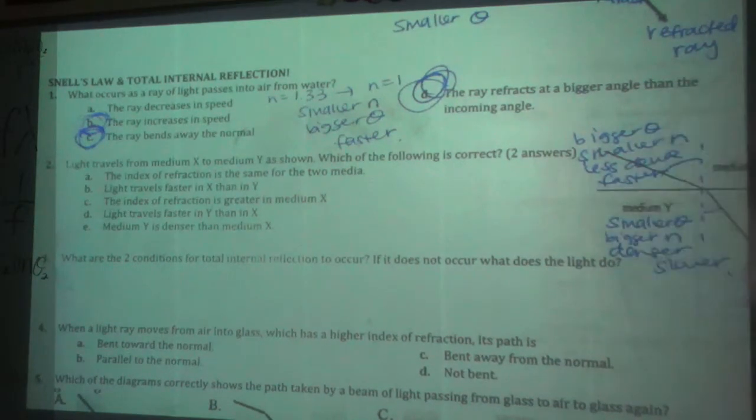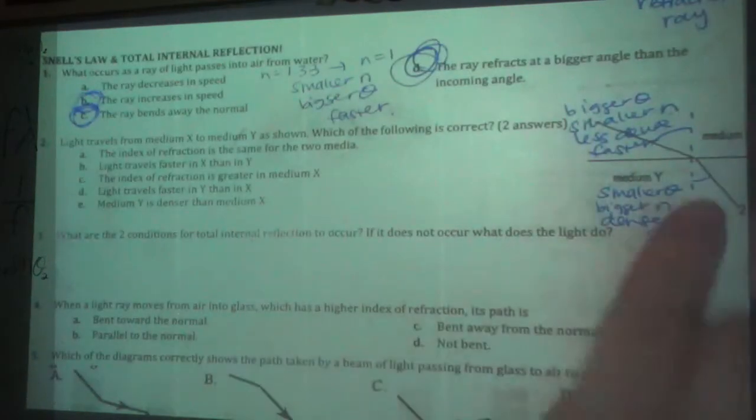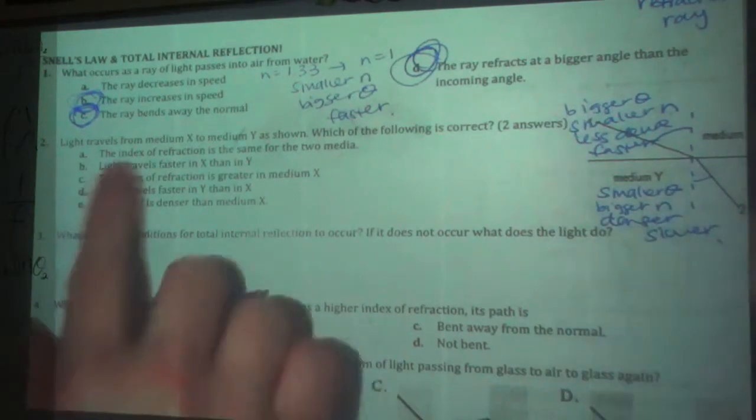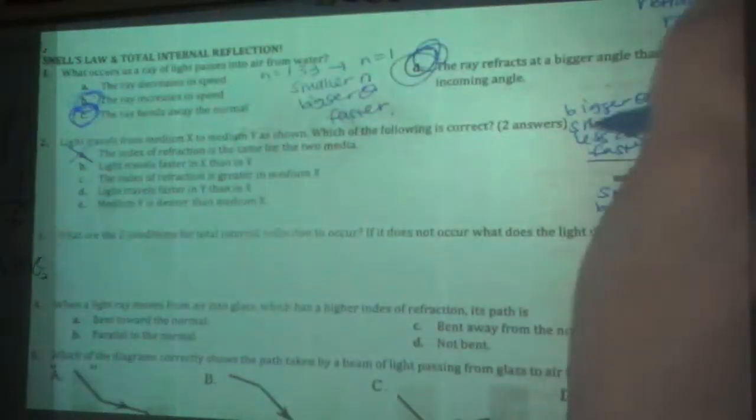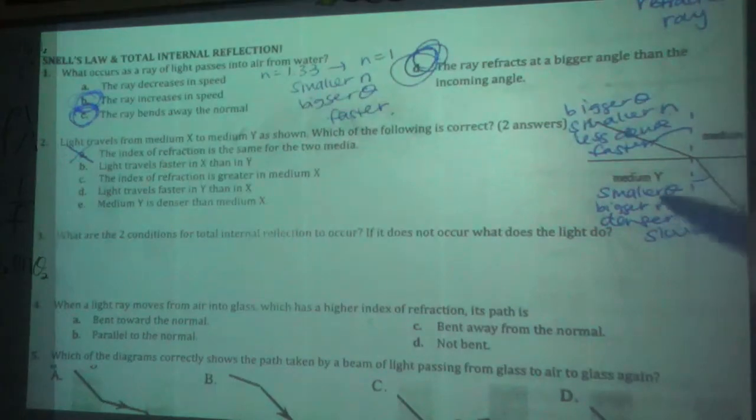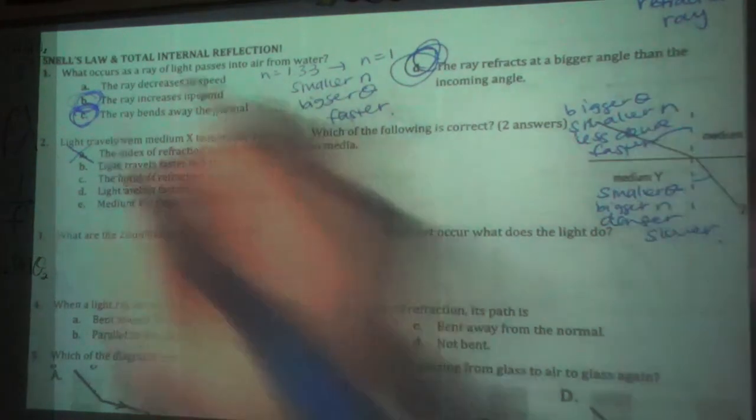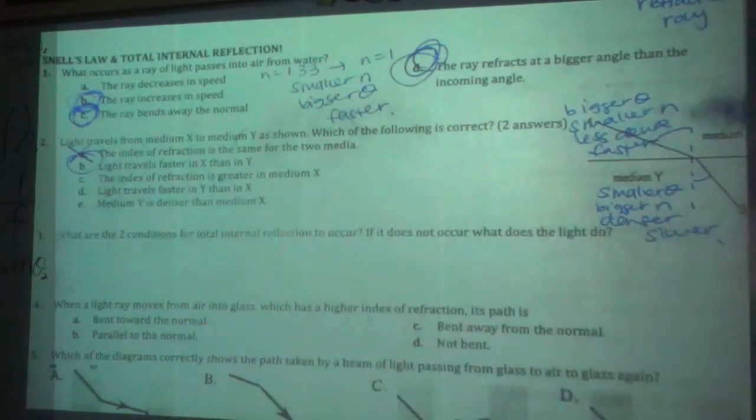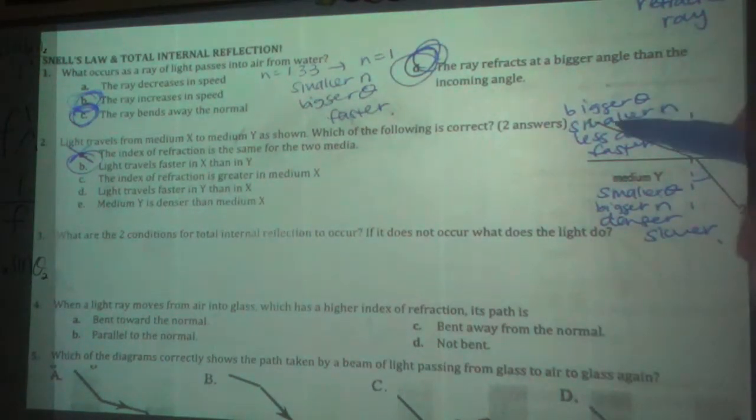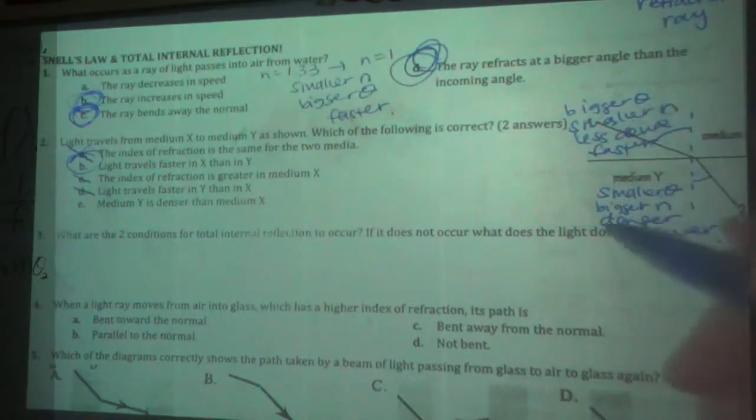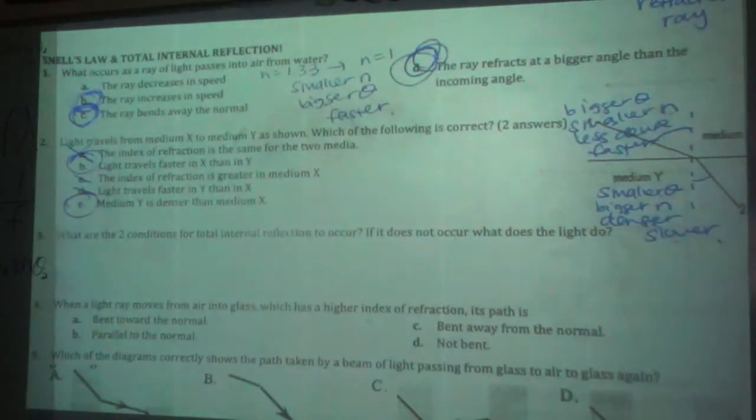So with all of these ideas, now I can just look quickly and say, oh, this is a smaller angle, so bigger n, that's denser and slower. Index of refraction is the same. No, if it was the same, it'd be the same angle, it would just go straight through. Light travels faster in X than Y. Yep, we already said X was faster, so yes. Index of refraction is greater in medium X. No, we said the index of refraction n is smaller here, so that's not true. Light travels faster in Y. No, we said it's slower in Y. Medium Y is denser. Yep, we said denser, so B and E are both true.